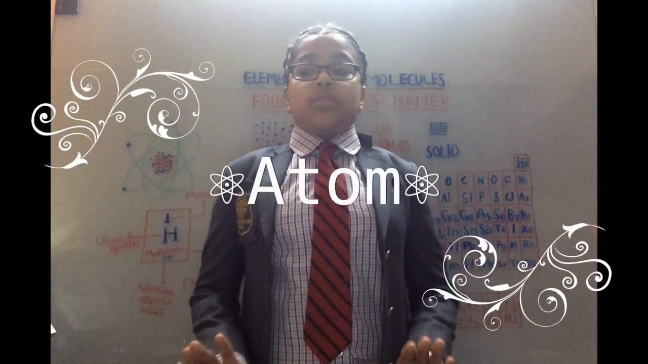Now let's talk about mass. Protons and neutrons have the same mass, but electrons have about 2000 times less mass than the proton or the neutron. Now we know what atoms are and some interesting facts about them. Now let's talk about molecules.